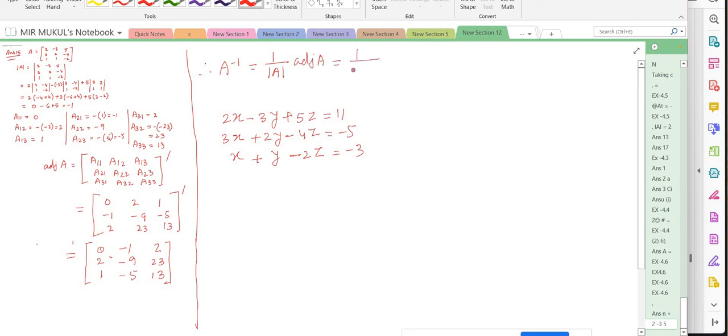So 1 by minus 1. So 0, minus 1, 2. Then 2, minus 3, 23. 1, minus 5 and 13. So if we multiply by minus, then we'll get, now please check, 1, minus 2, minus 2, 3, minus 23, minus 1, 5, minus 13. Now check.